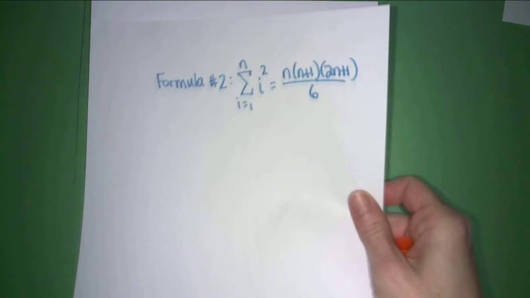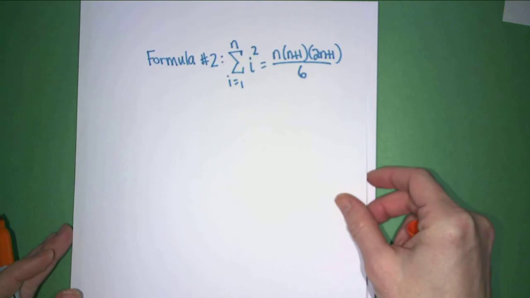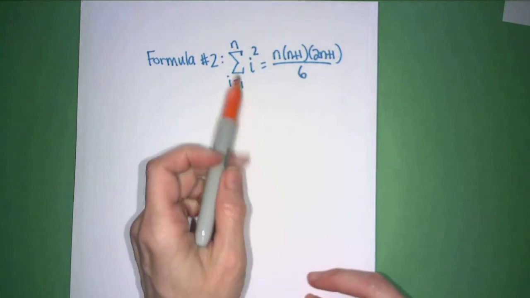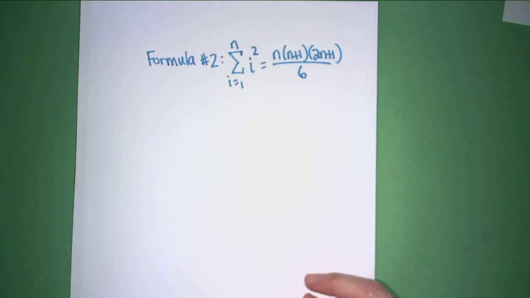Formula number 2. The second formula I need you to memorize is this one. The sum from i equals 1 to n of i squared. This can be replaced with the right side. n times the quantity n plus 1 times the quantity 2n plus 1, all divided by 6.